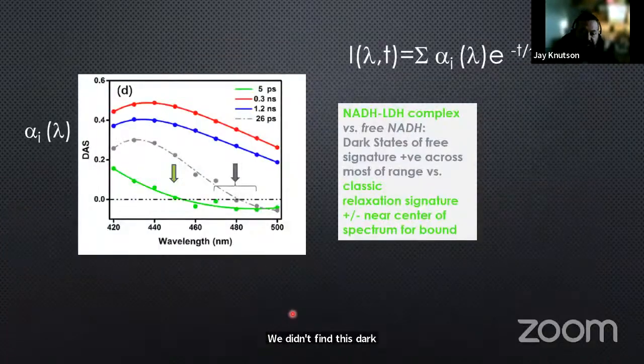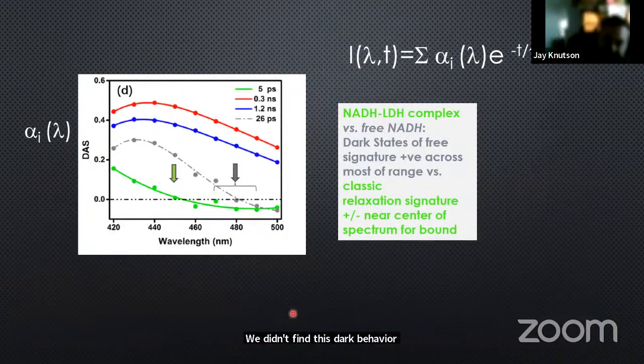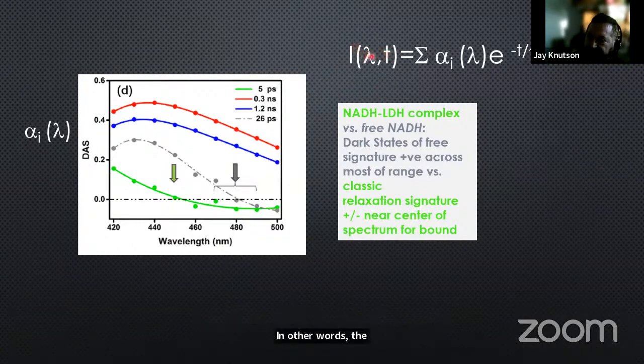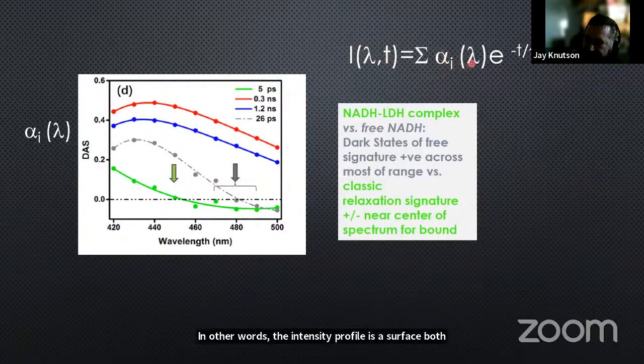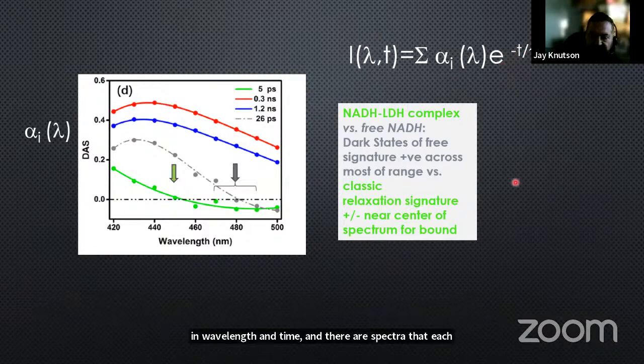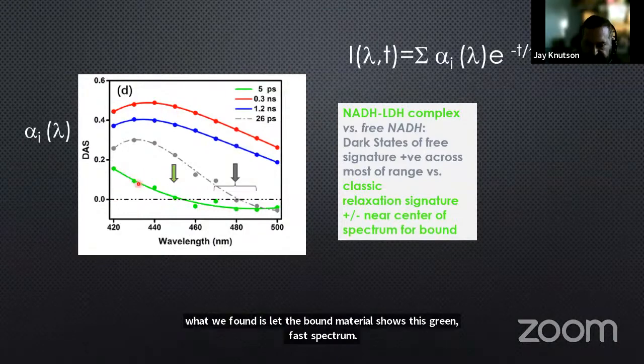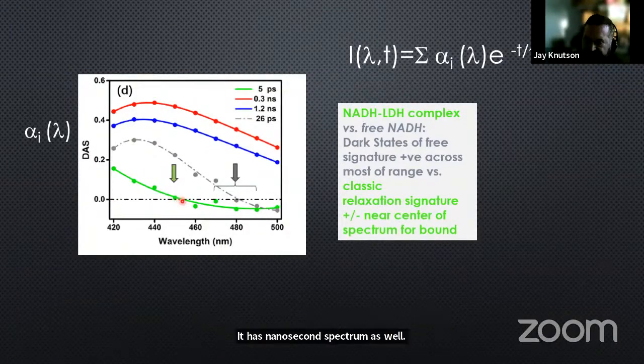And the way we look at this is through what we call decay-associated spectra. In other words, the intensity profile is a surface, both in wavelength and time, and there are spectra that each go with a characteristic lifetime. And what we found is that the bound material shows this green fast spectrum. It has nanosecond spectra as well, but this green fast spectrum of just a couple of picoseconds is typical of water relaxation.